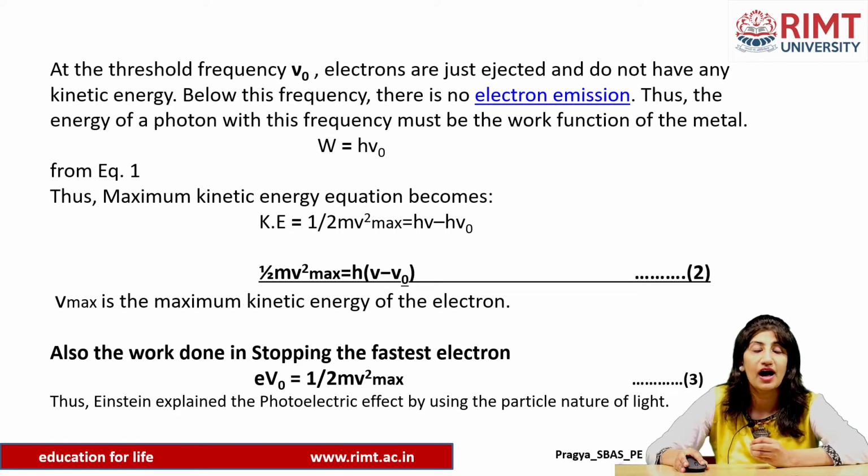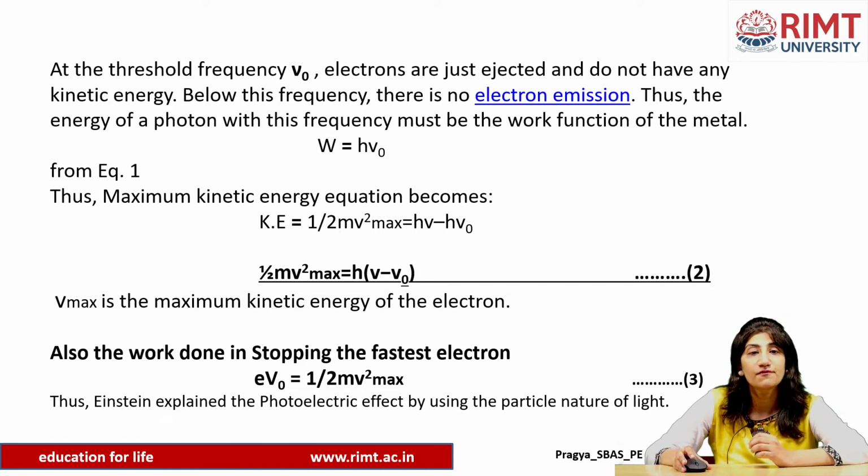the maximum kinetic energy equation becomes kinetic energy, which is also equal to half m v max square, because we are talking about the maximum energy of the emitted electron, is equal to h nu minus h nu naught, or we can write half m v max square is equal to h times the bracket nu minus nu naught. Here, half m v max square is the maximum kinetic energy of the electron. Let us call this equation number 2.